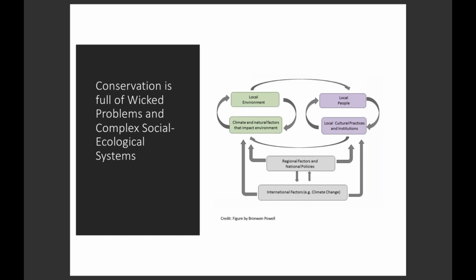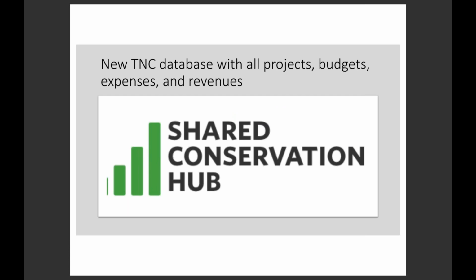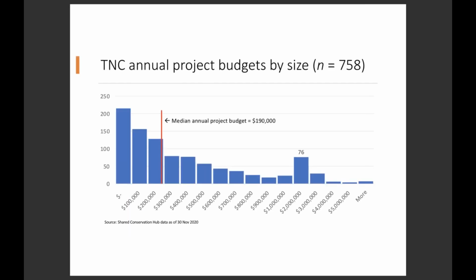But there are also resource challenges, even at TNC. Over the last few years, we have created a new database, which has all of our projects with their budgets and expenses and revenues. It's a great way to see where the resources are going in TNC and what our projects look like from a budgeting perspective. As of the 30th of November, a little over a week ago, there were 758 active projects in the database for TNC. The median project budget, this is the annual budget, is 190,000. So this is too small to support much monitoring and evaluation.